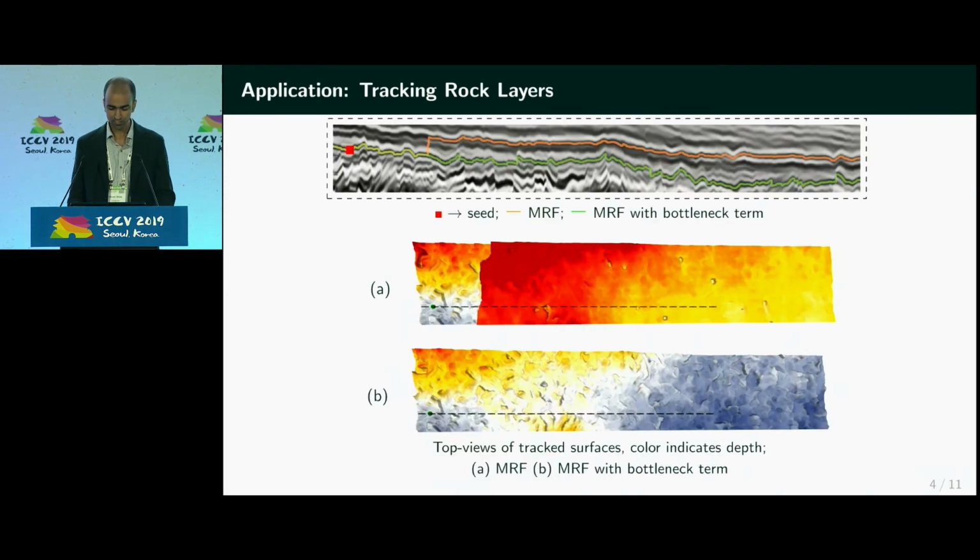An application of such an approach can be in tracking rock layers in subsurface seismic volume. Here on the top row, we see a cross-sectional view through such seismic volumes, where the vertical axis represents depth. Pure MRF in orange fails on this problem as the solution invests in a small number of high energy investments to jump to a different track of better overall continuity. Our goal is to penalize such high energy investments by adding a bottleneck term onto the objective.